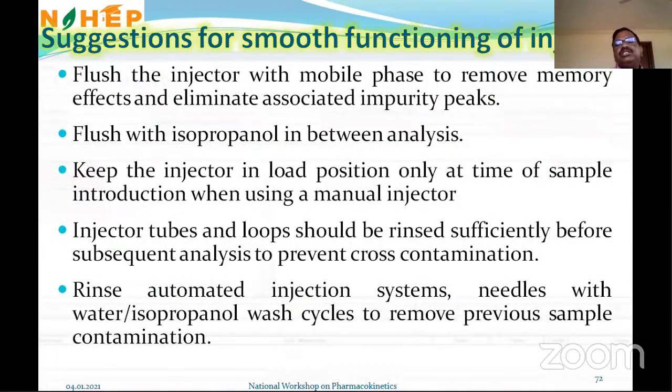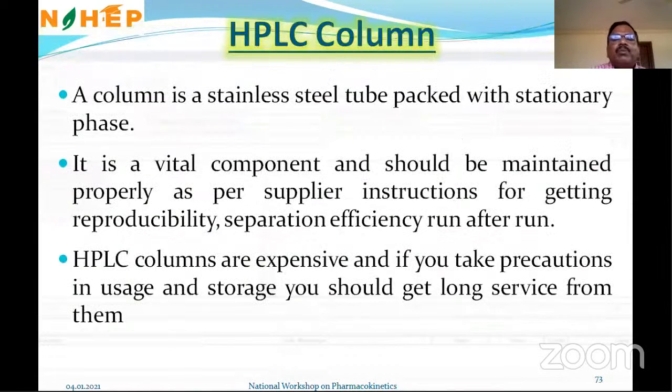Next, flush the injector with the mobile phase to remove any memory effect, and it is better to flush with isopropanol in between the analysis, and keep the injector in the load position only at the time of sample injection when using the manual injector. Injector tubes and loops should be rinsed sufficiently before subsequent analysis to prevent any cross-contamination, and rinse automated injection system needles with a water or isopropanol wash cycle. That is the same in manual or automated injection.